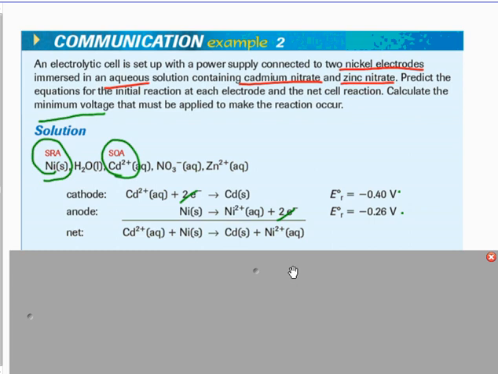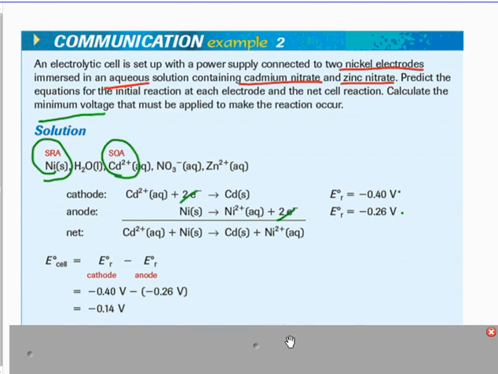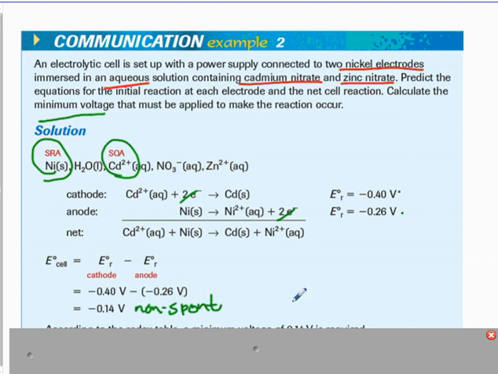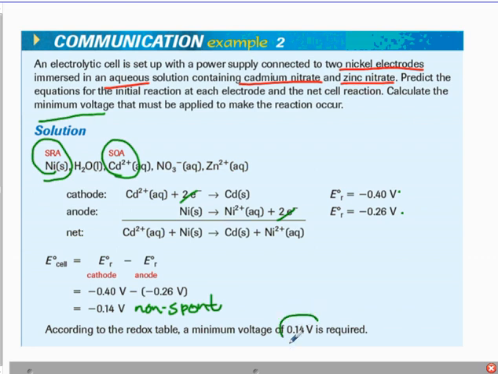So the next part of the question is to calculate the minimum voltage that has to be applied for this reaction to occur. So if we take the cathode minus the anode, I have negative 0.4 minus negative 0.26, and we get negative 0.14. So this is a non-spontaneous reaction. So we require an external source of energy, and that battery has to provide at least 0.14 volts of energy to force this reaction to take place.